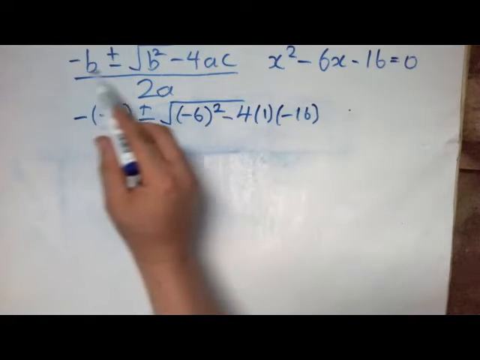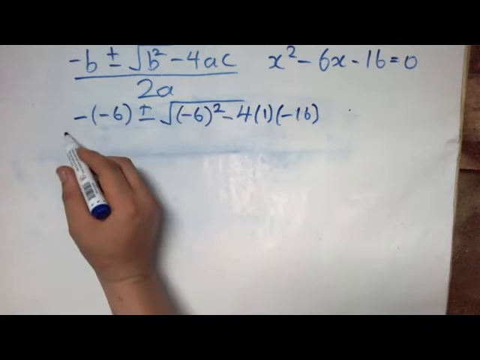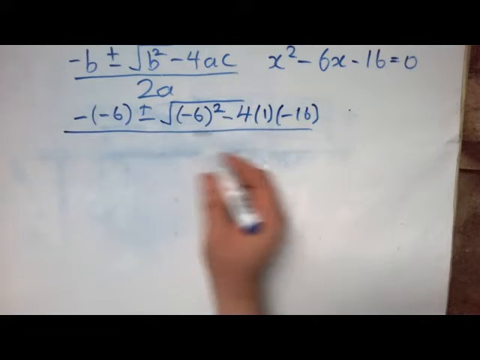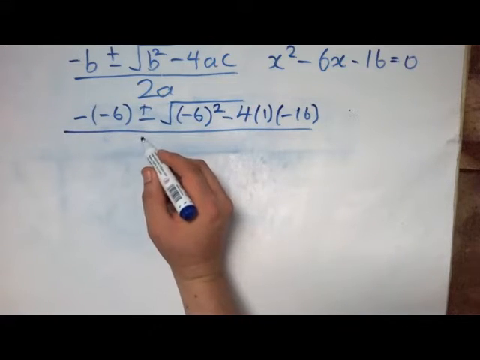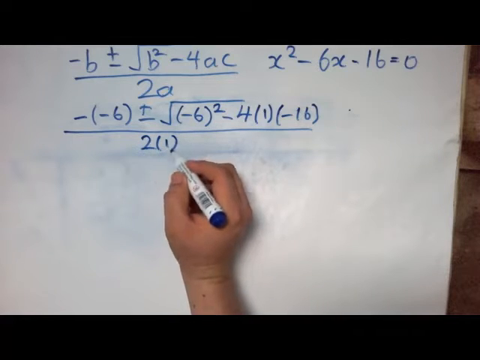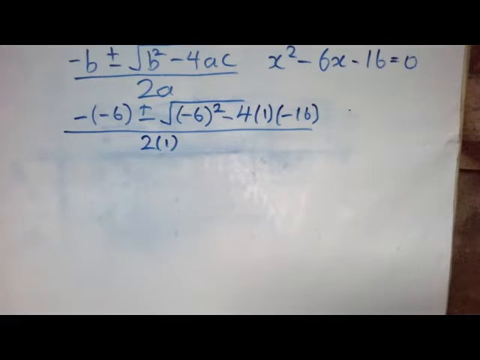So we've done with the upper part of the equation. Now we come down to all over 2a, where 2a is 2 times 1. So we've successfully substituted the values we have in our question into the formula. It's very simple now to solve. So let's progress with the solution.